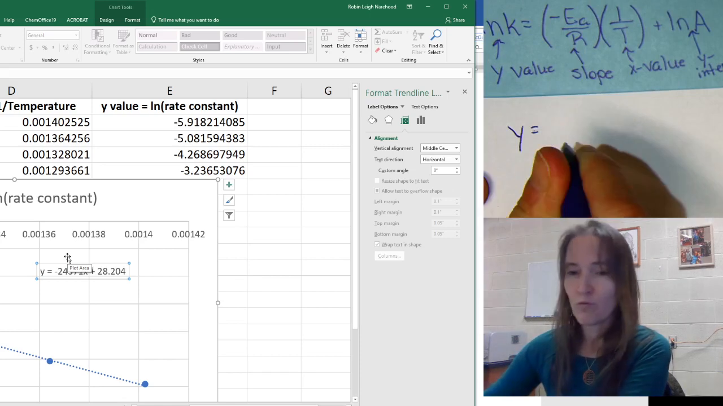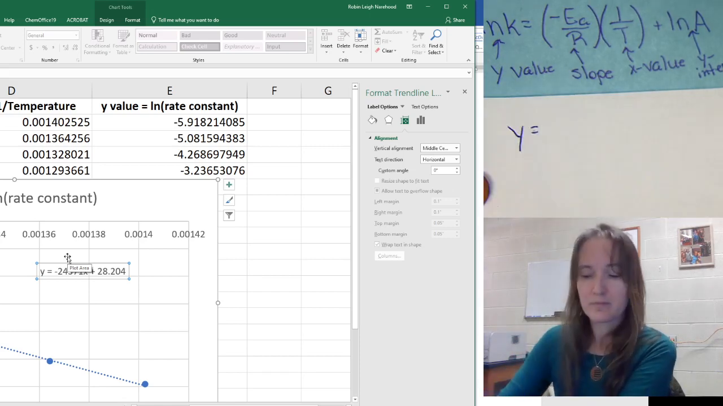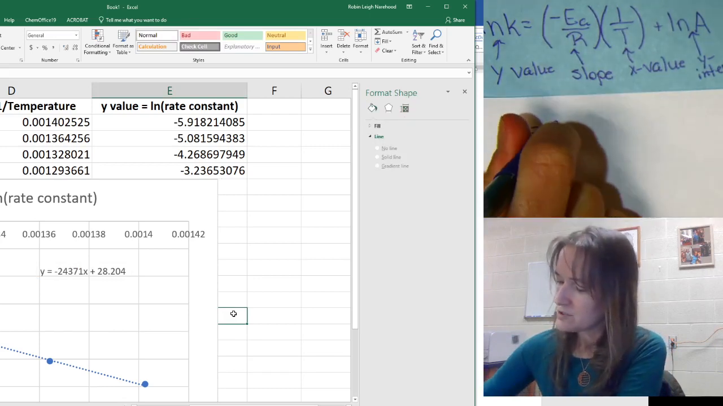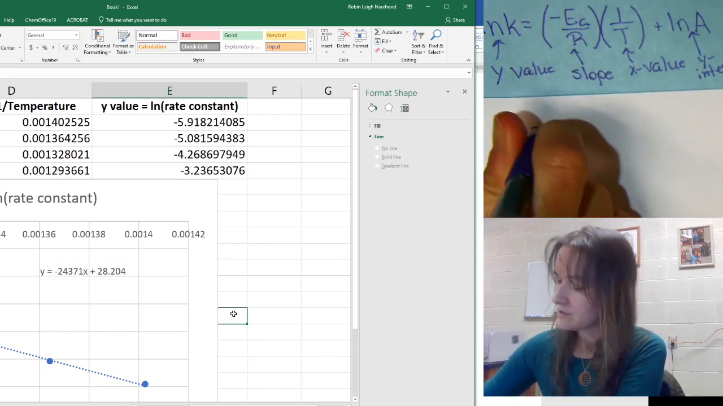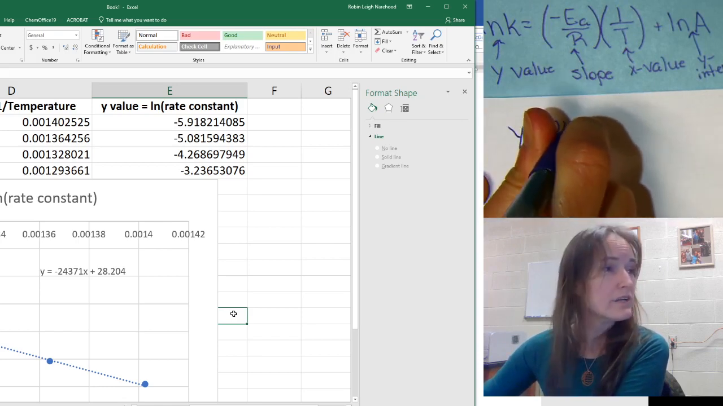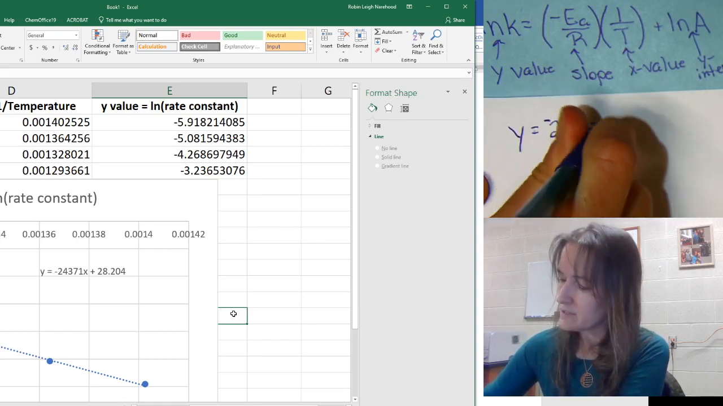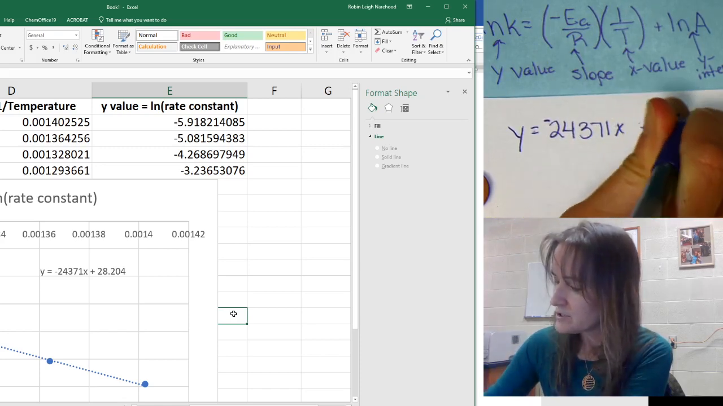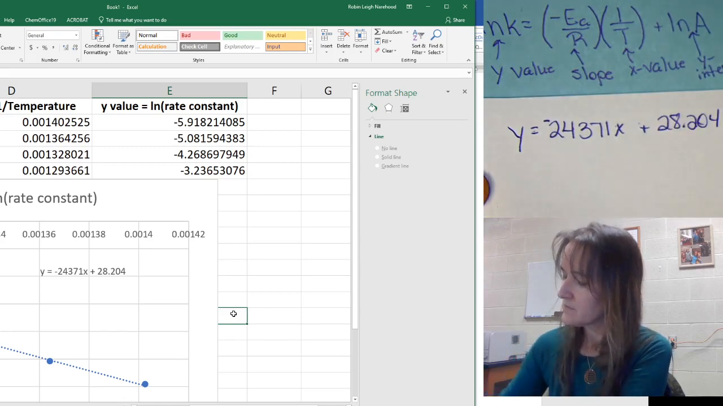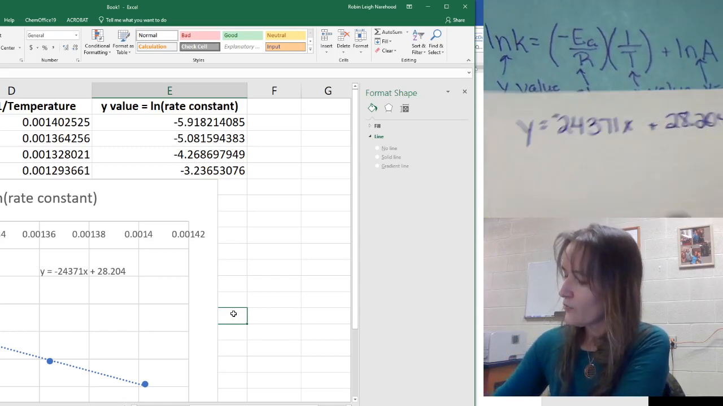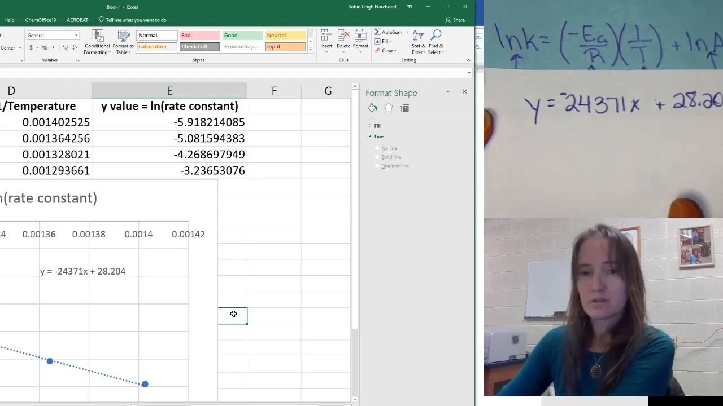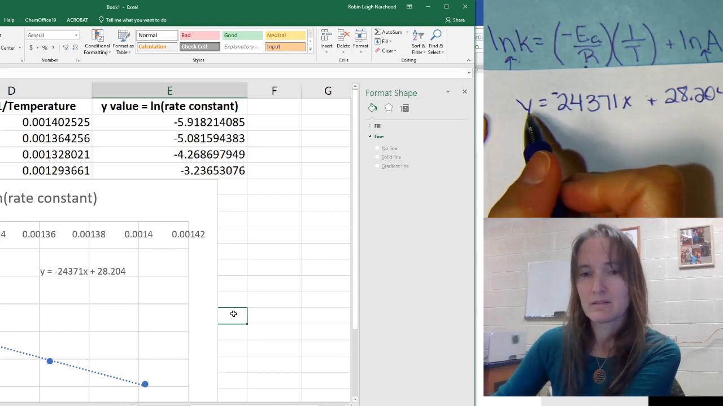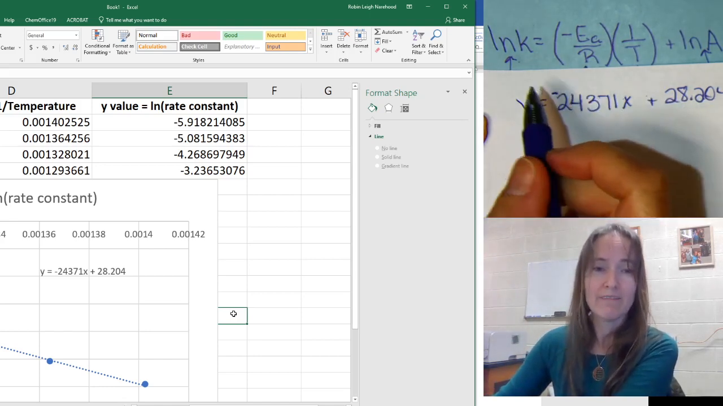So I'm going to write this y equals mx plus b down, and then we're going to label all the data. So y equals negative 24,371x plus 28.204. Okay, so if we look, we have, let's line it up. Y is ln of k. That's what we graphed. Y value ln of k.